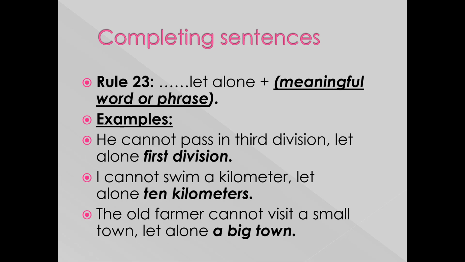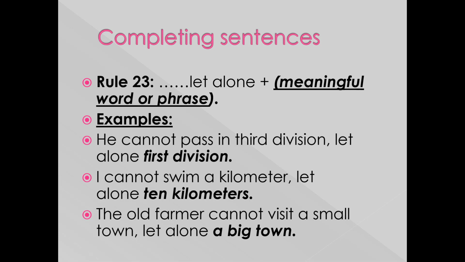Now, rule number 23. In rule number 23, we have to learn the use of let alone, which is actually used to say two negative sentences together. Okay, two negative sentences together. Suppose someone cannot cook rice, and that very person also cannot cook biryani. So two negative things: first, cannot cook rice, and then cannot cook biryani. When we want to say these two negative things together, then before the second part we use let alone.